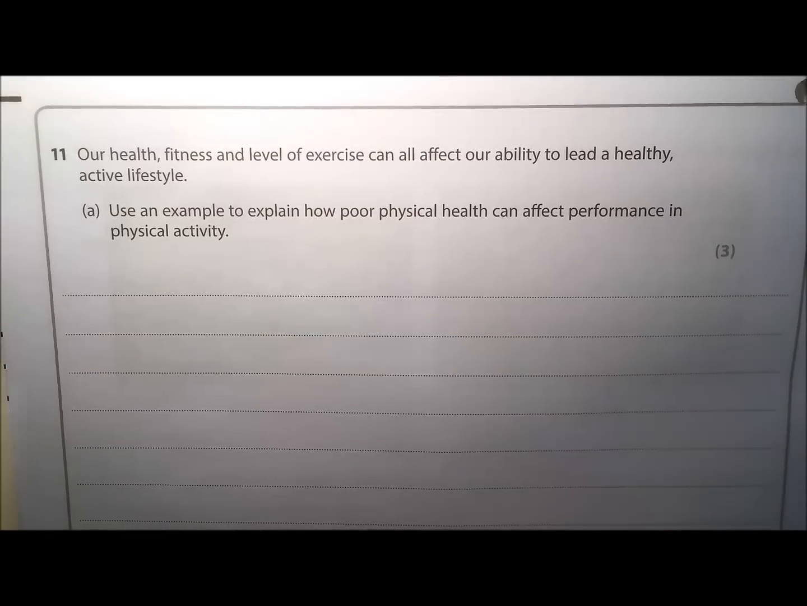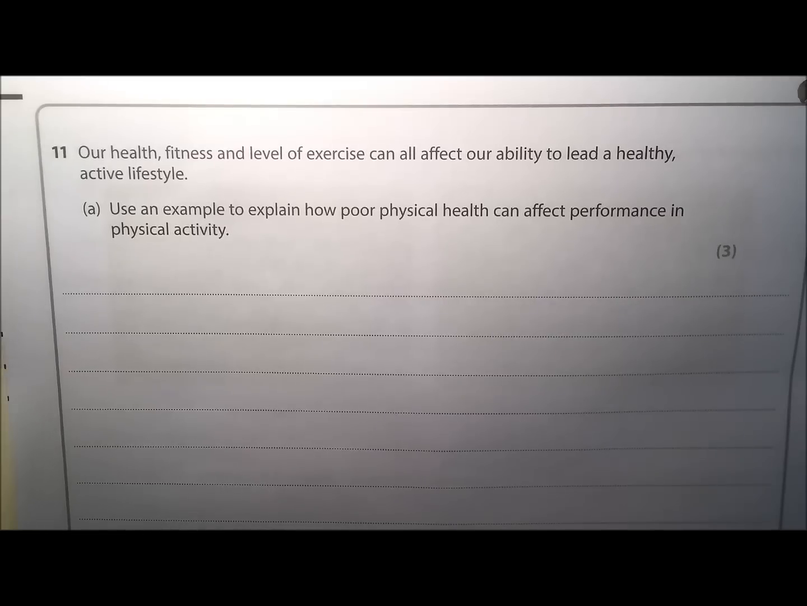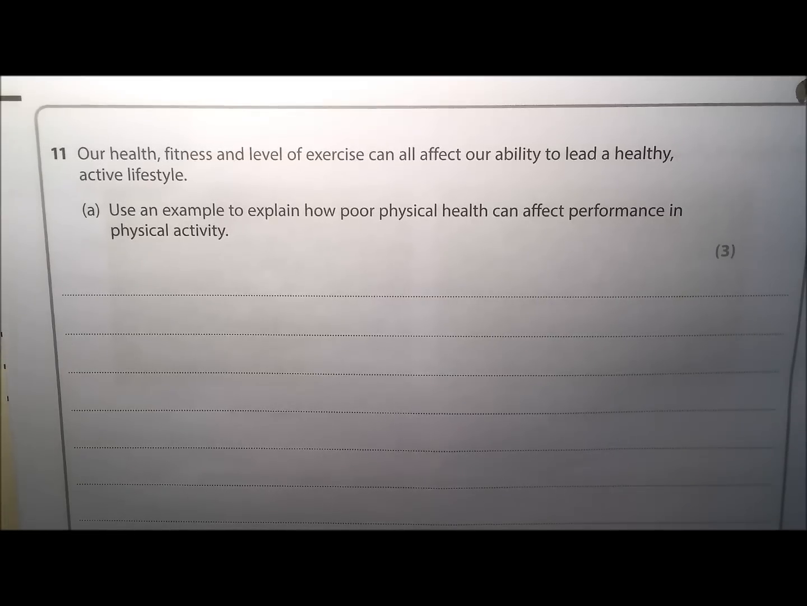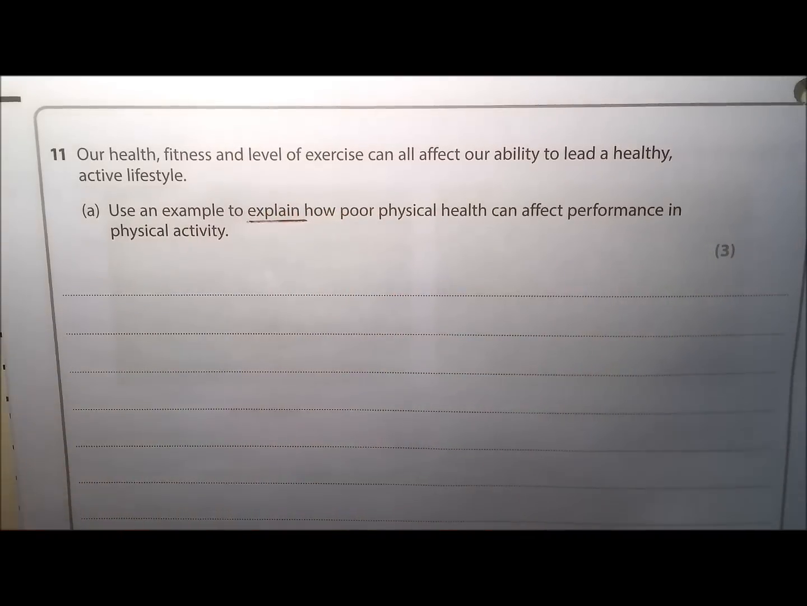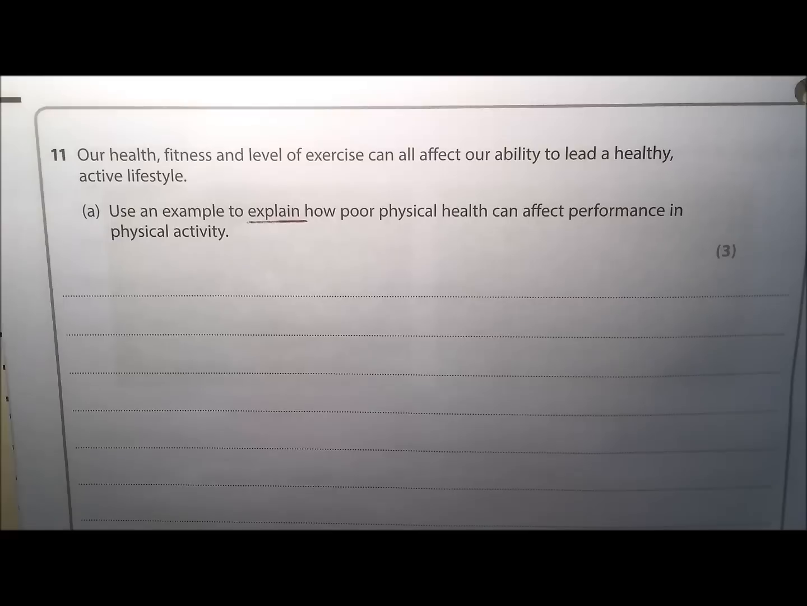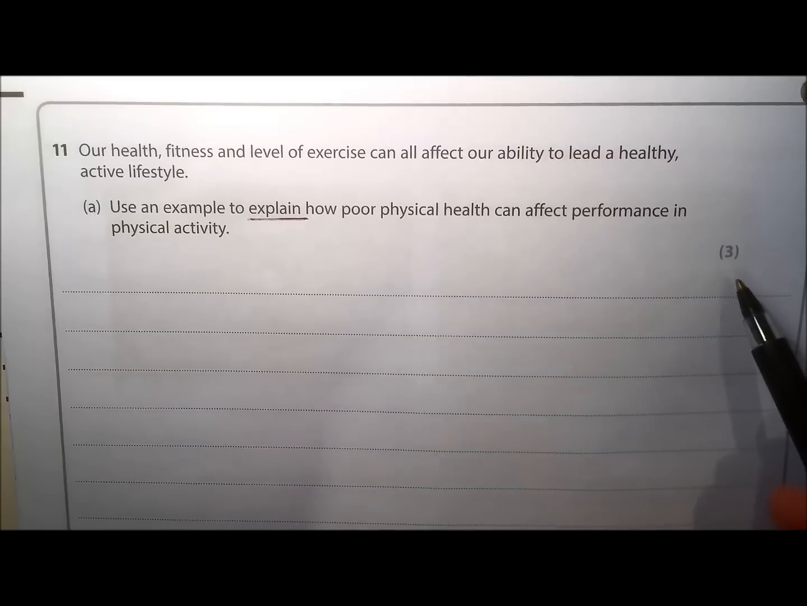Question 11. Our health and fitness and level of exercise can all affect our ability to lead a healthy, active lifestyle. Use an example to explain how poor physical health can affect the performance in physical activity. For this question, we need to explain, and therefore we need to link our answer. A linked explanation that gives an example of poor health, the impact that this will have, and the reason for the impact is going to gain you all 3 marks.